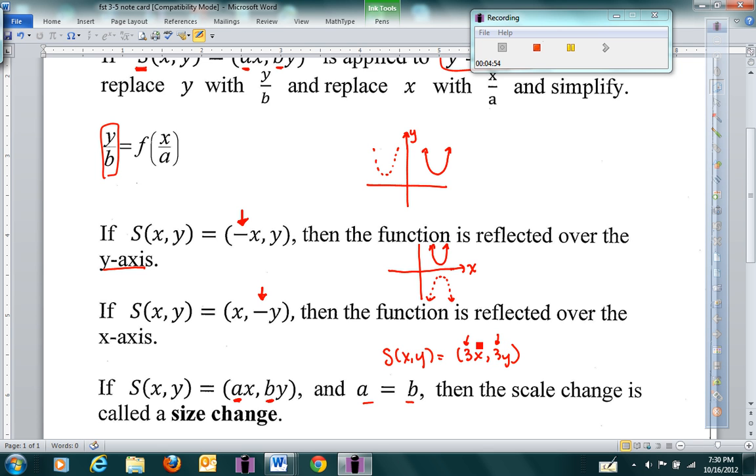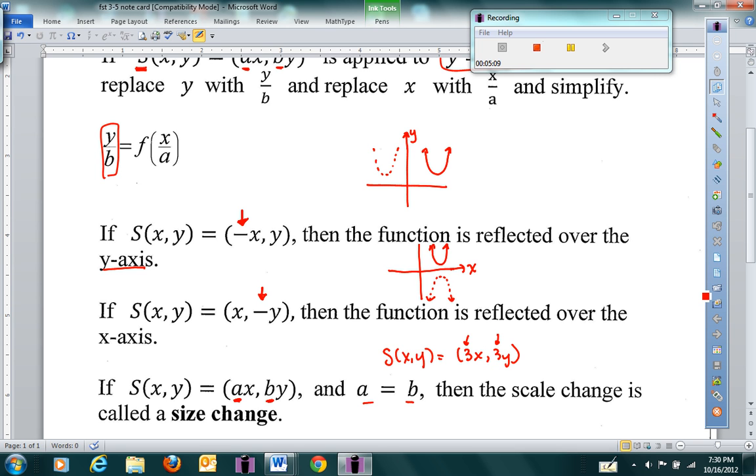Then that's just called a size change, because if we use the same amount of stretching or shrinking all the way around the object, both x and y, then we're just going to change the size of it. Okay? All right, well that's all that we need to put on the note card.